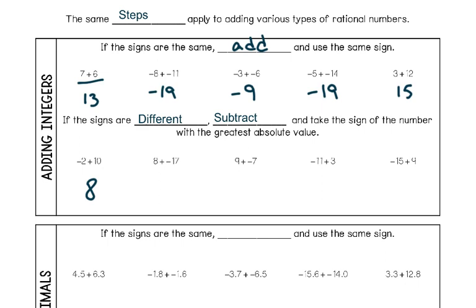Let's look at the next one. 8 plus negative 17. So the signs are different, so I'm going to subtract and then take the sign of the number with the greatest absolute value.